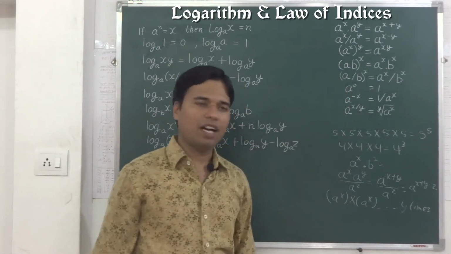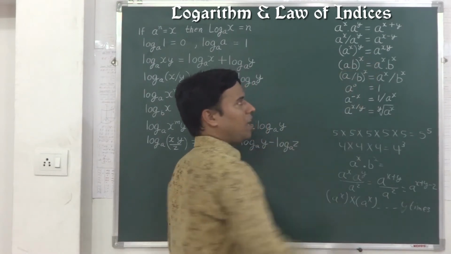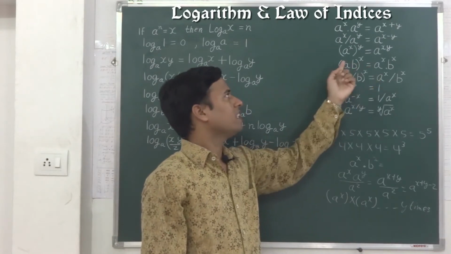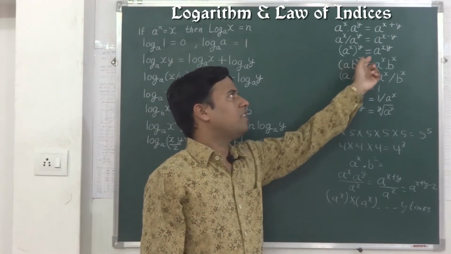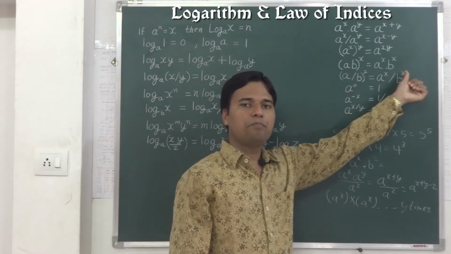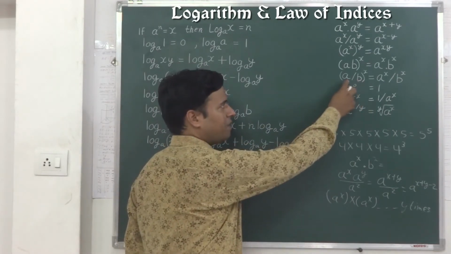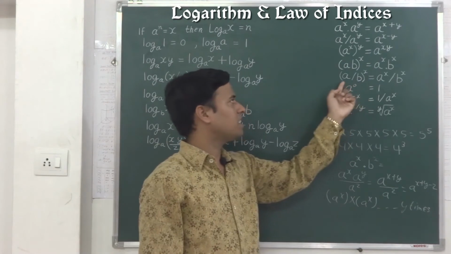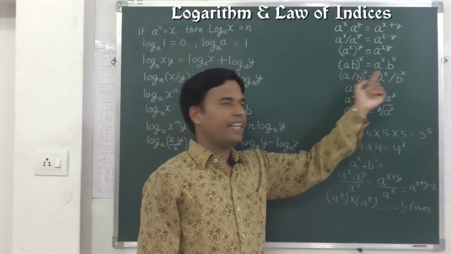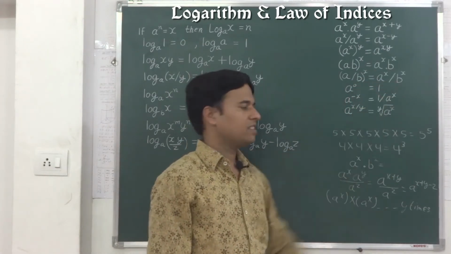In the fourth formula, where we have two different numbers a b power x, these two numbers are in multiplication. In that case, ab power x is equal to a power x multiplied with b power x. In the fifth situation, where a and b are in division operation, a is divided by b whole power x, that is equal to a power x upon b power x.